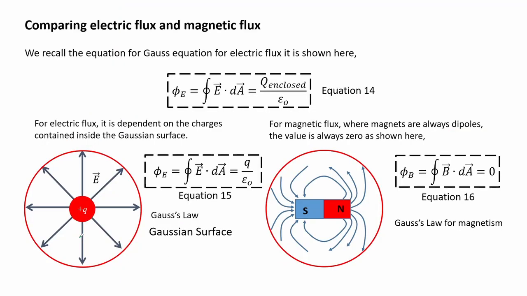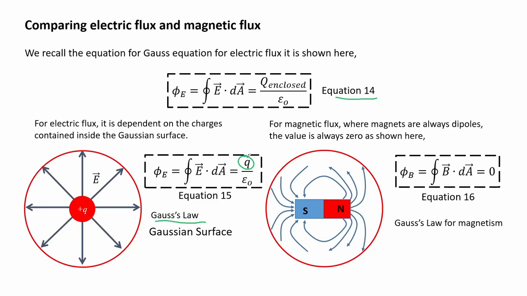Comparing electric flux and magnetic flux. We recall the Gauss equation for electric flux. It is shown here in equation 14. For electric flux, it is dependent on the charges contained inside the Gaussian surface. Here we have a positive charge Q contained inside the Gaussian surface, so the net flux is given as equation 15.